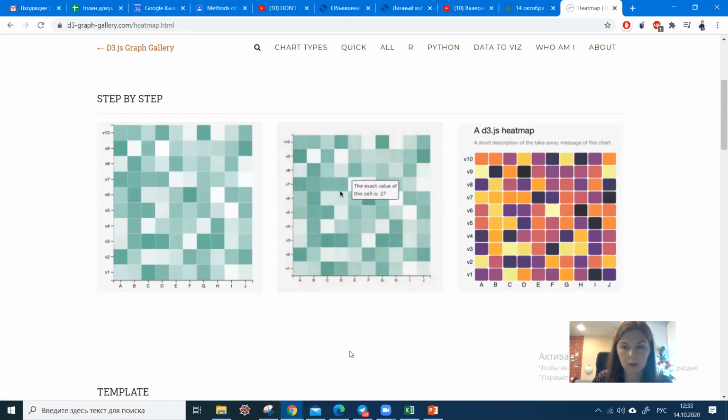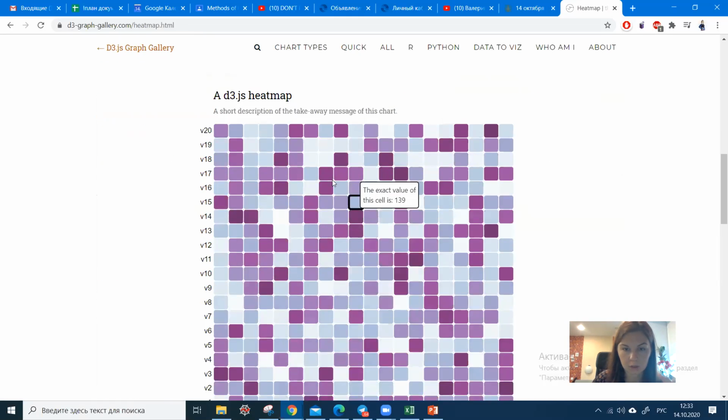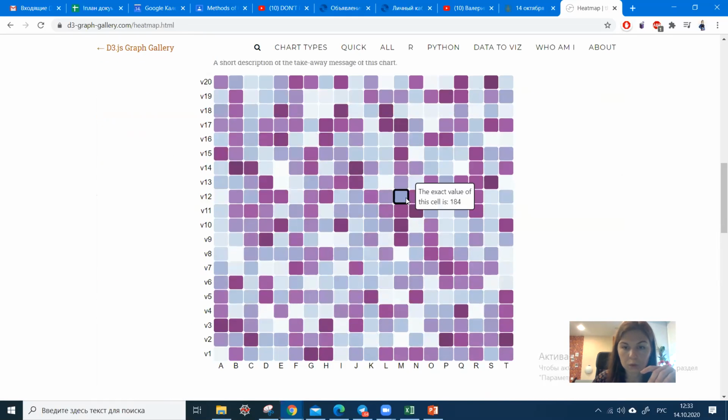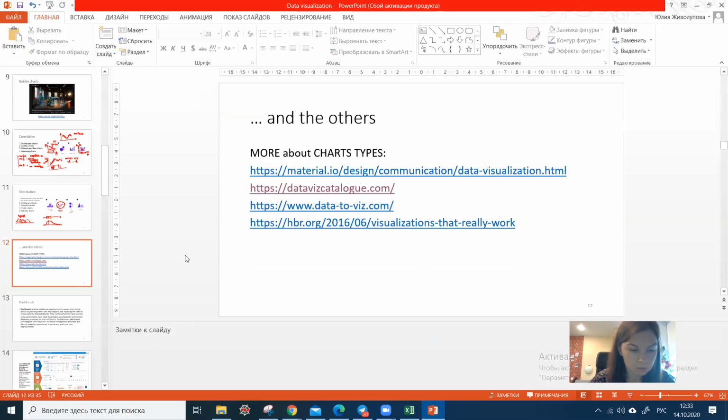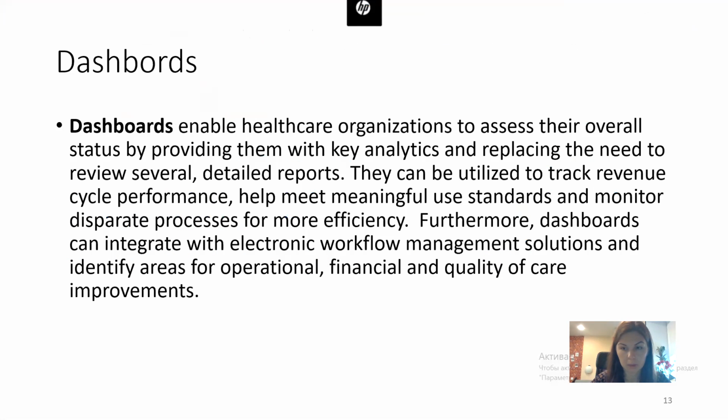And also there are some interactive features when you may see some tooltip, yes, when you move your mouse and you see a message here, yeah. So it's our heat map. And I will show you some examples in application. And one point about dashboards.